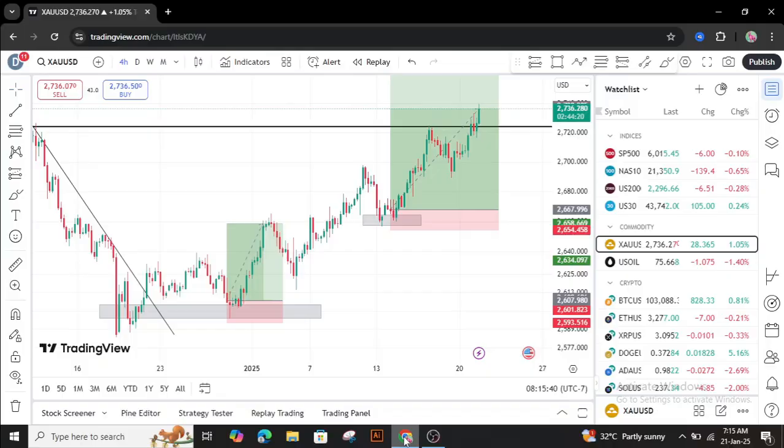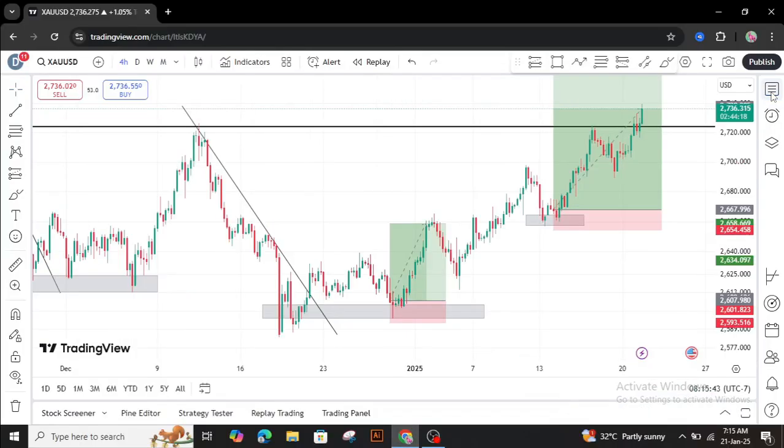Let's move to my computer screen now so that I can show you the things you need to start doing right now to become a successful trader as a beginner. So now we are on my computer screen.